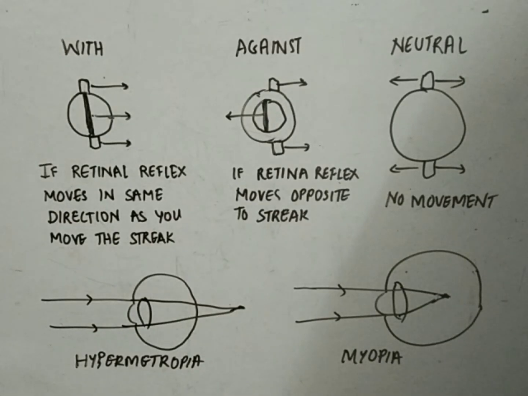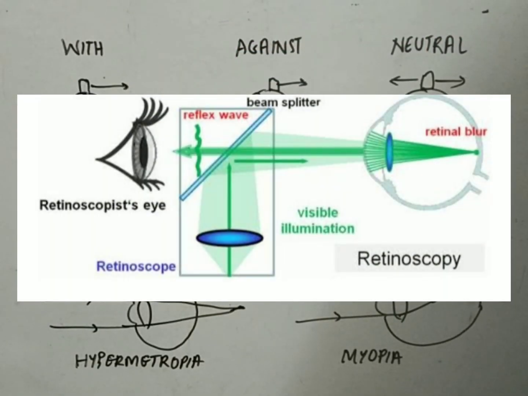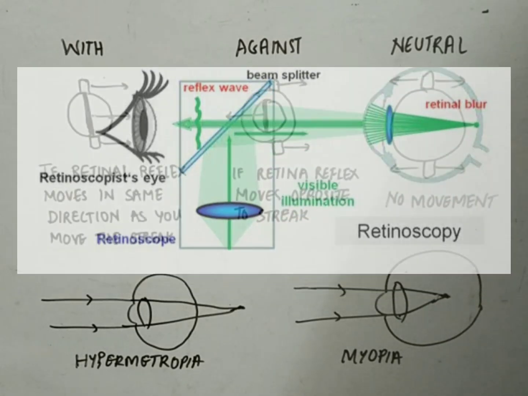Hi, today we'll be talking about retinoscopy reflex. As we saw earlier, when we put light on the patient's eye from the retinoscope, the light will reflect back and move into the examiner's eye through the small aperture in the mirror present in the retinoscope head, and the examiner can observe the reflex.